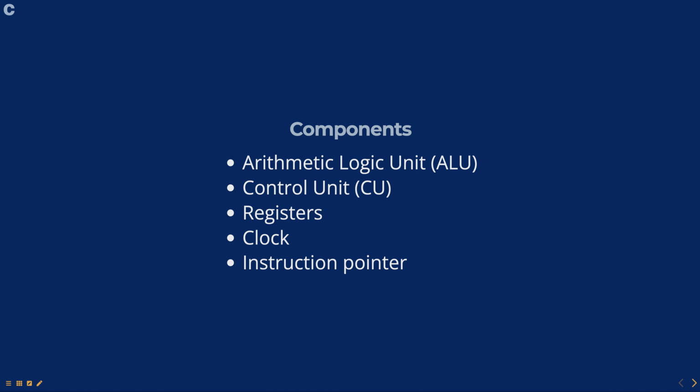Clock. The CPU has a built-in clock that generates regular pulses or ticks which are used to synchronize the operations of the CPU. The clock speed, measured in gigahertz, determines how many operations the CPU can perform per second.